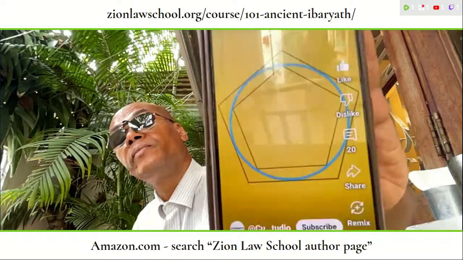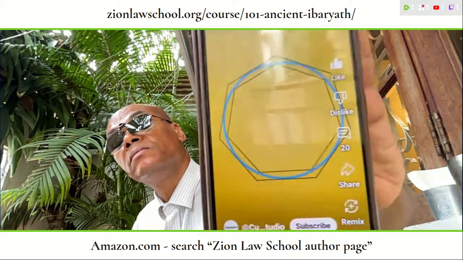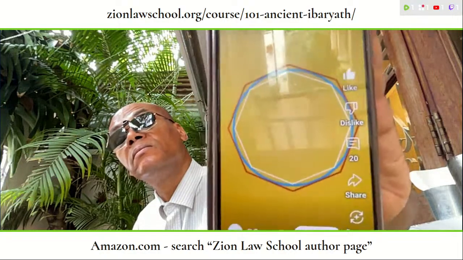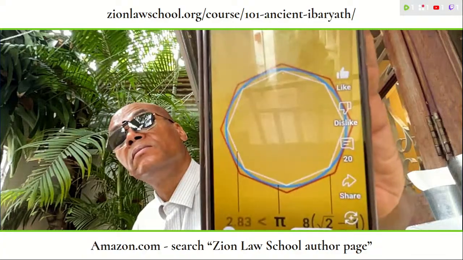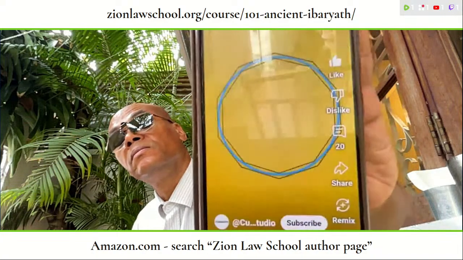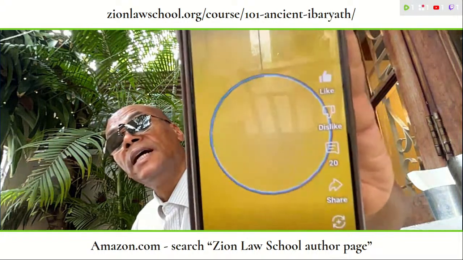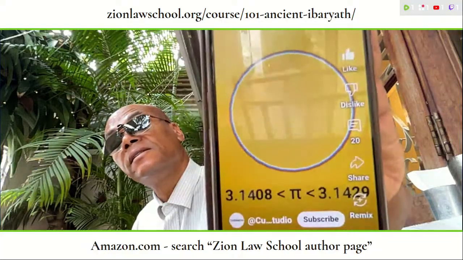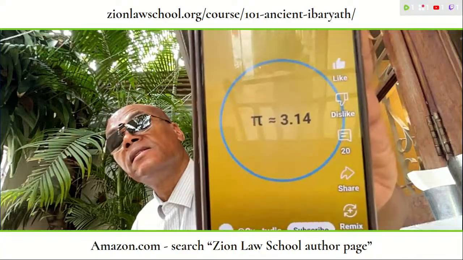Archimedes trapped the circle more closely by increasing the number of sides of these polygons. Like for octagons, he found the areas as these. Now, the circle's area is trapped between 2.83 and 3.31. He continued increasing the number of sides until he reached a 96-sided regular polygon, finally trapping pi in this range. And that was the first time we got to know that pi was roughly 3.14.